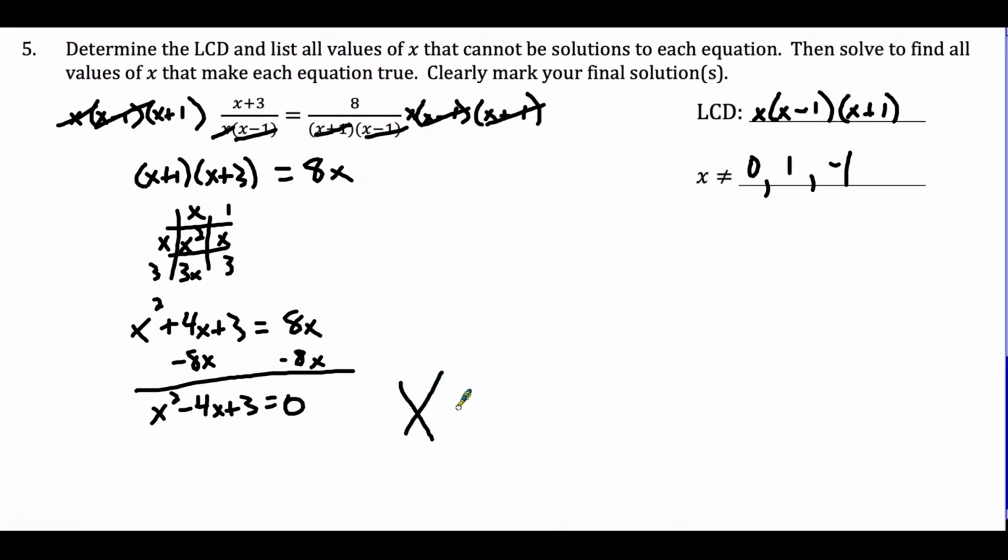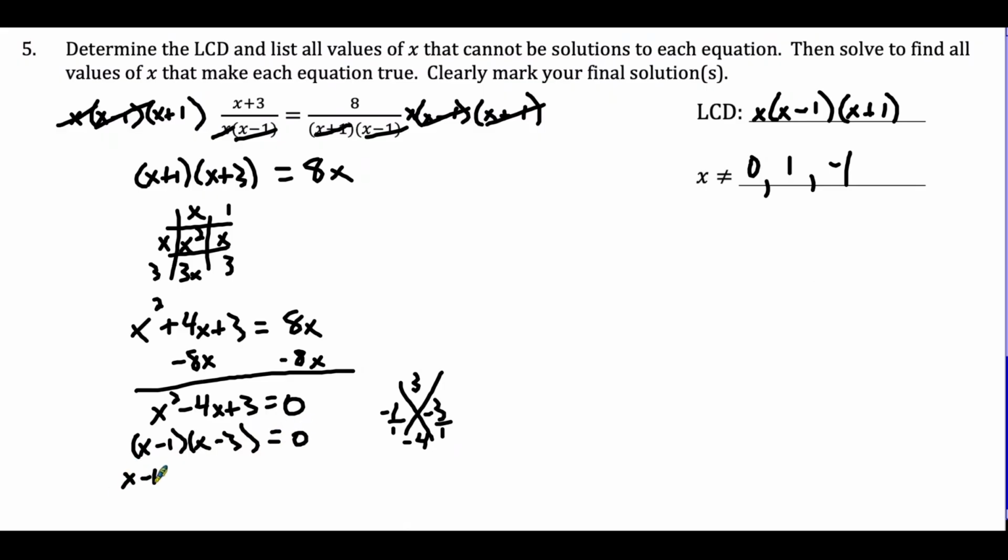It's worth it to check to see if we can factor. So a times c, 1 times 3 is 3, and then my b value is negative 4. So I want two numbers that multiply to positive 3 and add to negative 4. Well, I think negative 1 and negative 3 would work for that. So again, technically I would want to make sure I divide by my a value, but my a value is just 1 in this case. So my factors will end up being x minus 1 and x minus 3.